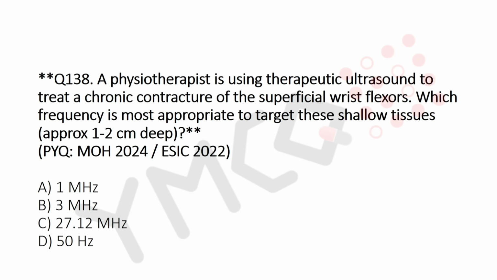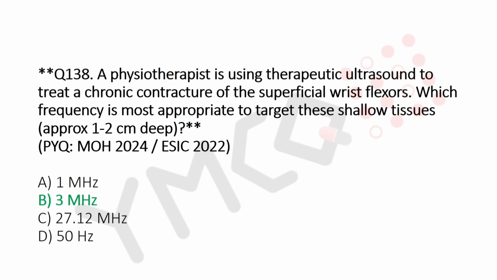A physiotherapist is using therapeutic ultrasound to treat chronic contracture of the superficial wrist flexor. Which frequency is most appropriate to target this shallow tissue? Option A, 1 MHz, option B, 3 MHz, option C, 27.12 MHz, option D, 50 MHz. And the answer is option B, 3 megahertz.